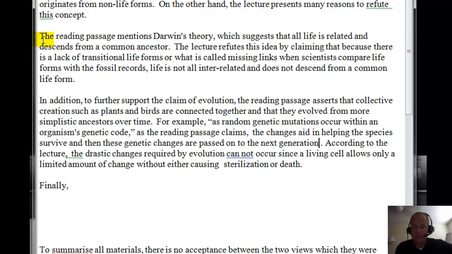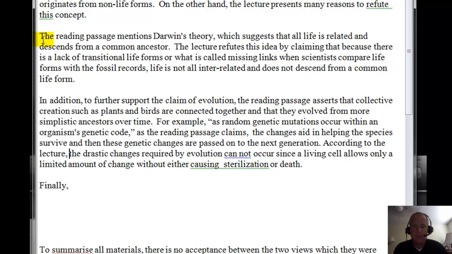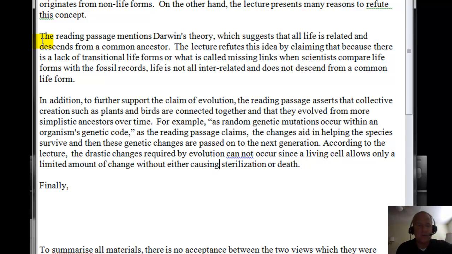According to the lecture, the drastic changes required by evolution cannot occur, since a living cell allows only a limited amount of change without either causing sterilization or death. Okay, so we're good. So we just need one more idea.